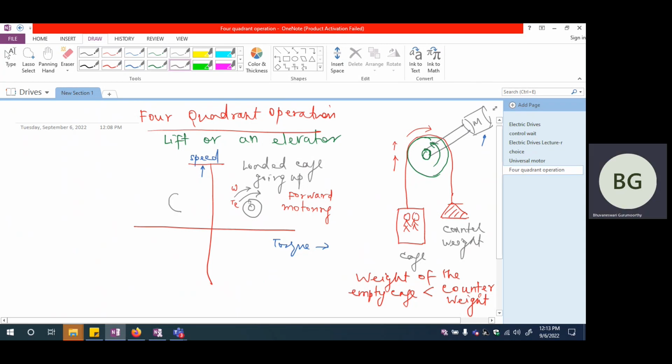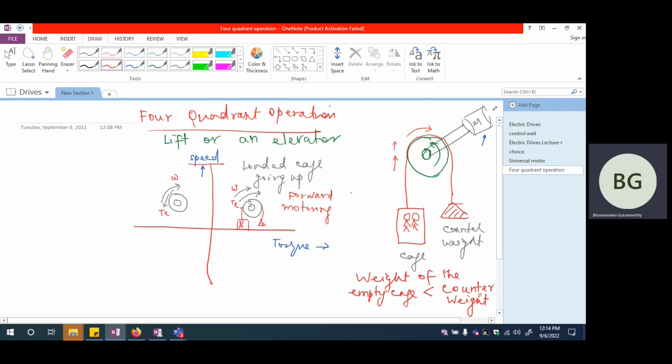Whereas, let us try to look at what happens in the other case. The speed is positive, whereas the torque is negative. So which means I'm going to have this as the speed, whereas the torque is going to be in the opposite sense. So I'm going to write this like this. TE is in opposite sense, whereas omega is in clockwise sense. And what happens under this condition? When will such an operating condition exist? Let me try to draw the cage also here. Cage is having people and the counterweight is on the other side.